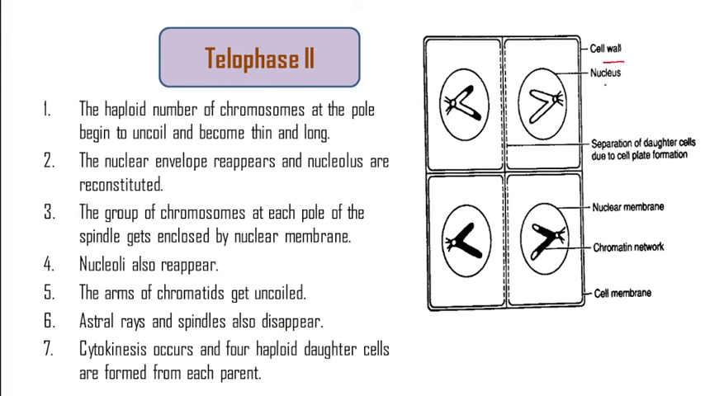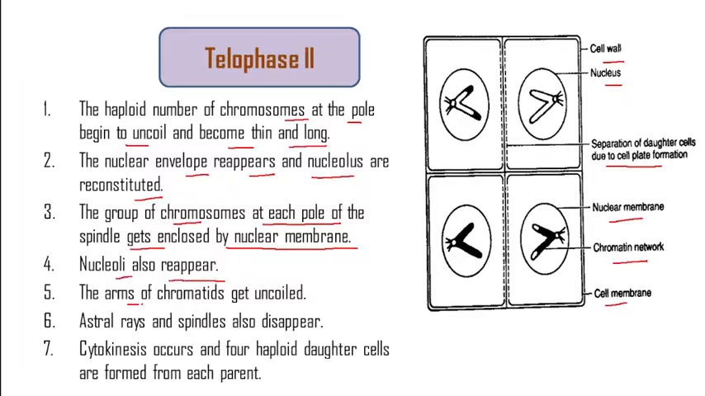Telophase 2, cell wall, nuclear, separation of the daughter cells due to cell plate formation. Nuclear membrane, chromatin network, cell membrane. So the haploid number of the chromosomes at the pole begin to uncoil and become thin and long. The nuclear envelope reappears and nucleoli are reconstituted. The group of chromosomes at each pole of the spindle gets enclosed by nuclear membrane. Nucleoli also reappear. The arms of chromatids get uncoiled. Astral rays and spindle also disappear. Cytokinesis occurs and four haploid daughter cells are formed from each parent.